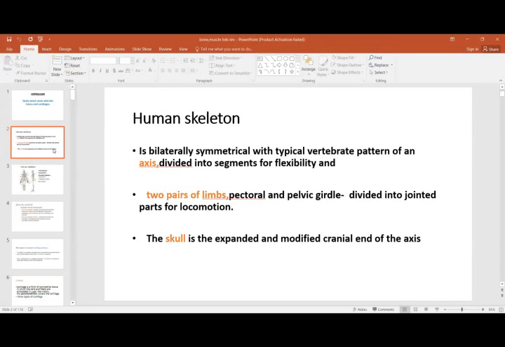They are not a rigid structure. They have flexibility. That is, joints are there so that they can move. Then you have two pairs of limbs, the upper and the lower limb, that is the pectoral and the pelvic girdle. They are also not stiff or rigid. They also have joints which allow motion. And the skull is the expanded upper portion, the cranial end of the axis. So it is a bilaterally symmetrical skeleton with the axis in the center and two pairs of limbs on either side. That is the common pattern.